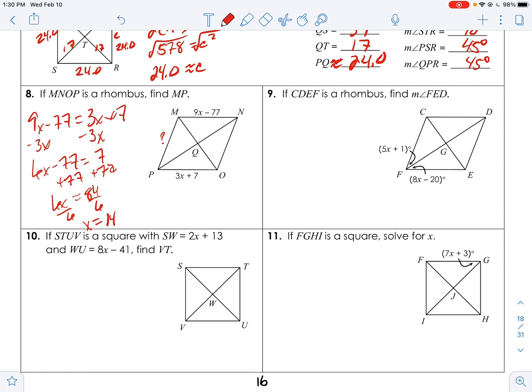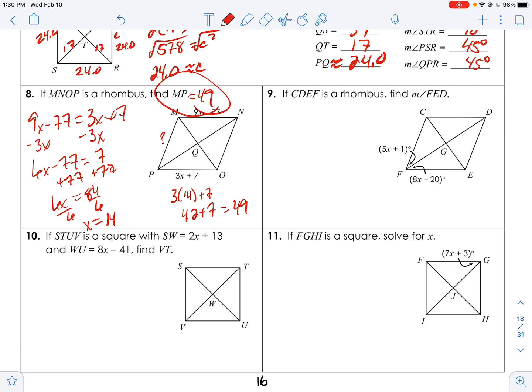Do we find x or do we plug it in? Find MP. I got to plug it in. So 3 times 14 plus 7. 30 and 12 is 42, plus 7 equals 49. So MP equals 49.